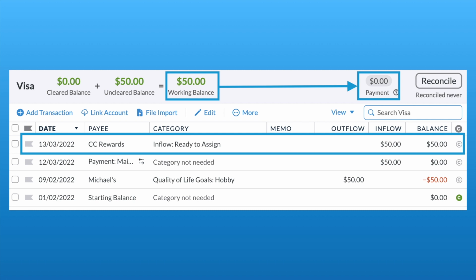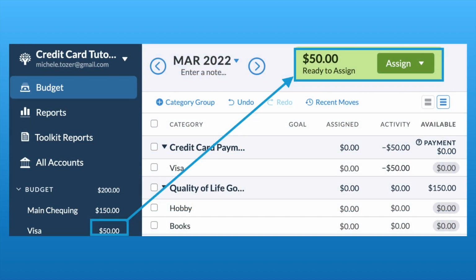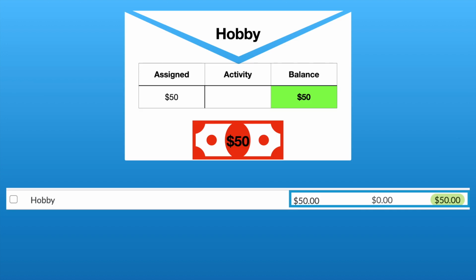Now again, it's not reducing what we owe because we didn't owe anything. So what's going to happen is it's actually going to move it to ready to assign, because these are new dollars coming into our credit card. It's just that it's on the credit card. Now I could simply move that money to my hobby, $50, and then I'd be using it, or I could use it wherever.